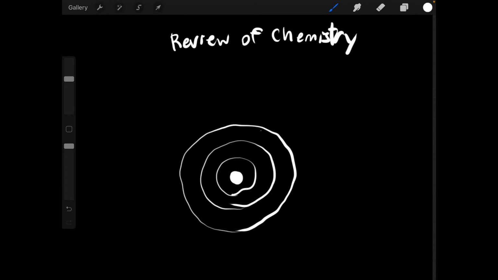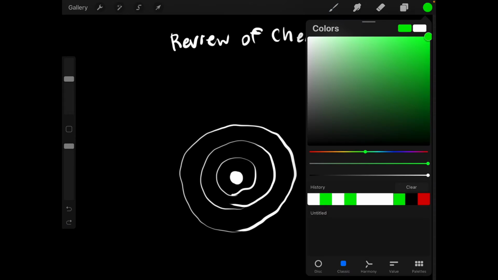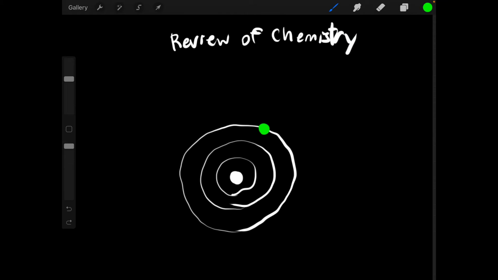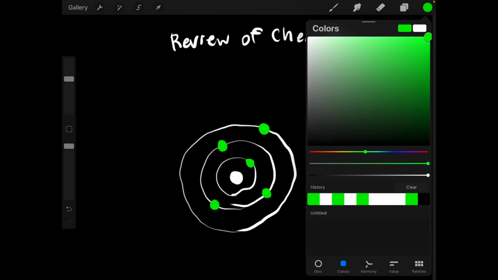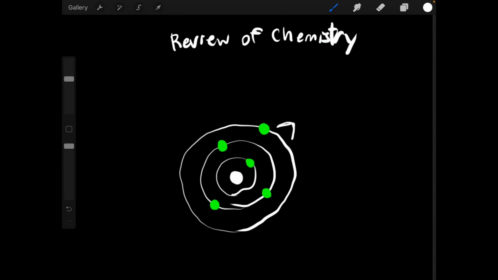So let's draw the electrons. Let's make them a different color, green. There. So one electron in this is called the outer shell. And then let's say 3 electrons in this one and 1 electron over here. So this one in the outer part of the atom is called the outer shell. Outer shell. Should be easy to remember. It's the outer part of it.